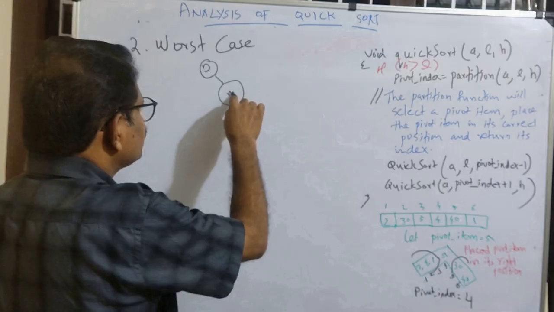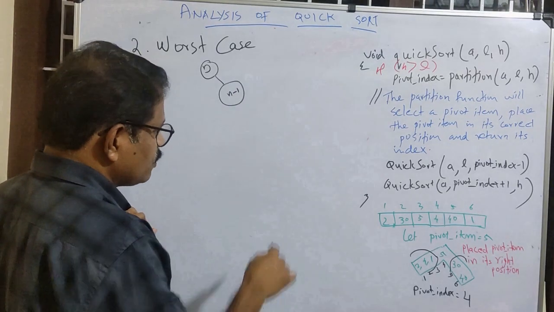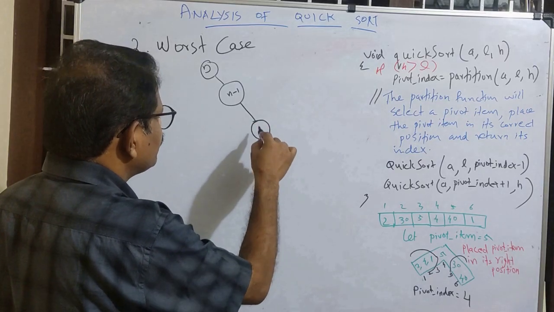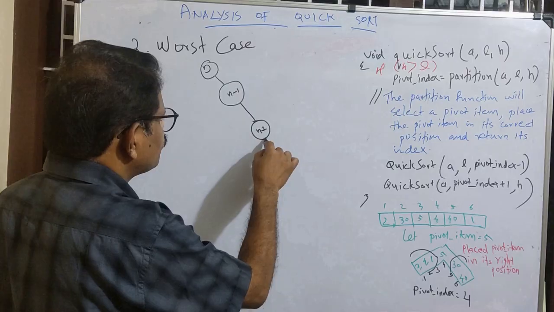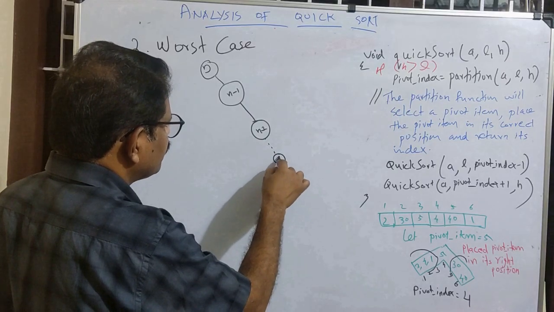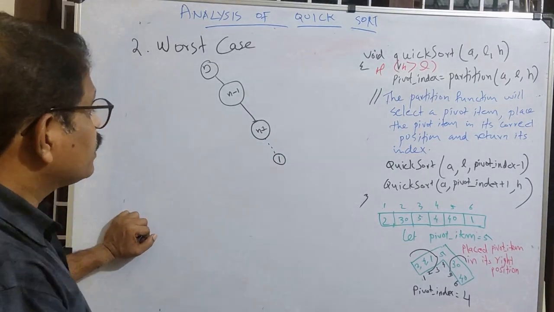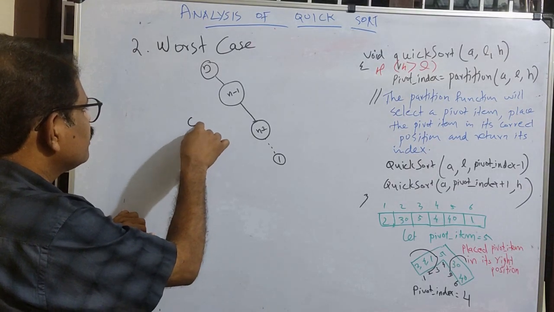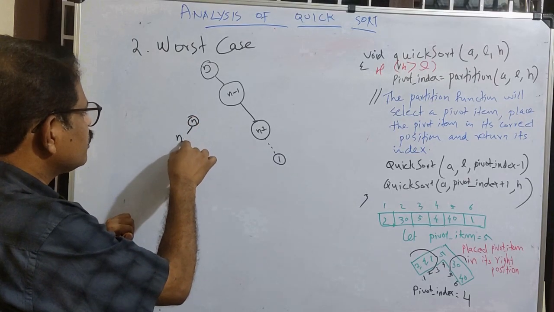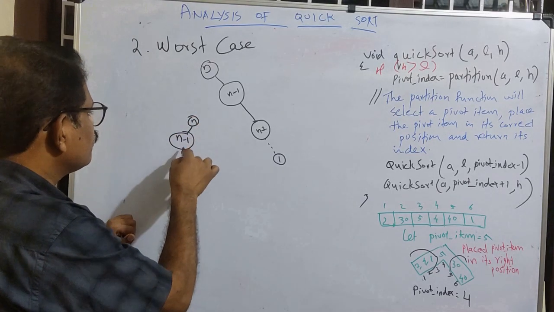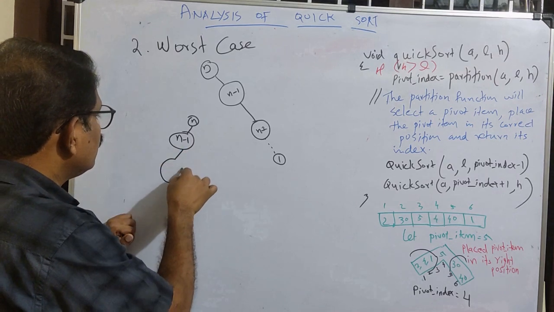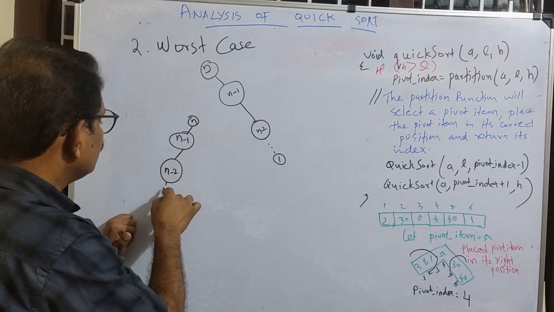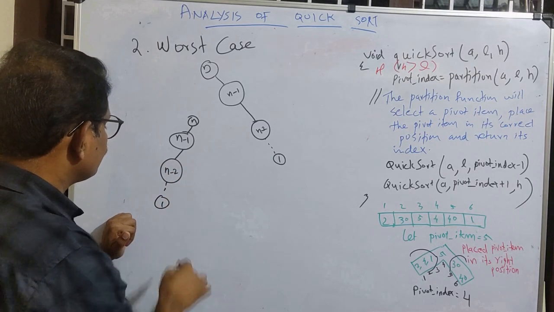So after this, we have to process n minus 1 elements. If we are doing partition and again selecting the lowest element, it will be n minus 2, like that, and it will end with a problem of size 1. If you are selecting the highest element, then the picture will be something like this. All other elements will be skewed on the left subtree.